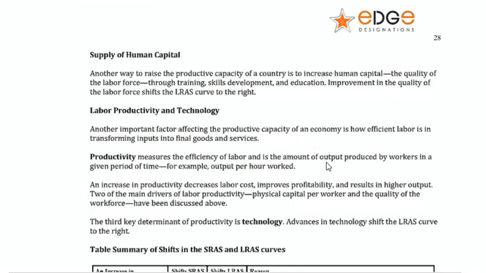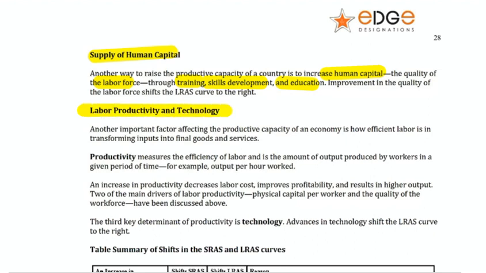Top of page 28, supply of human capital. Another way that we can raise the productive capacity of a country is to increase its human capital: the quality of the labor force, things like training, skills development, education. Again, that would cause a shift in the long run supply curve to the right.